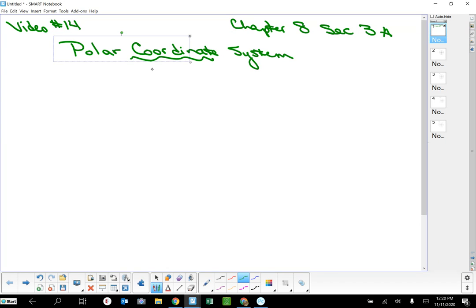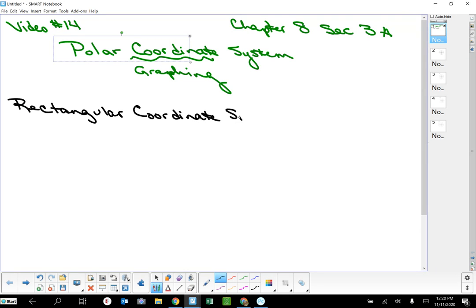Coordinate obviously means graphing. And so what you guys have seen in your career so far is the rectangular coordinate system. And that rectangular coordinate system, as you well know, is your X and Y coordinate system, and it's based on a rectangular grid, right? Well, that is not the case with your polar coordinate system. The polar coordinate system is based on an R and a theta, and it's based on angles.